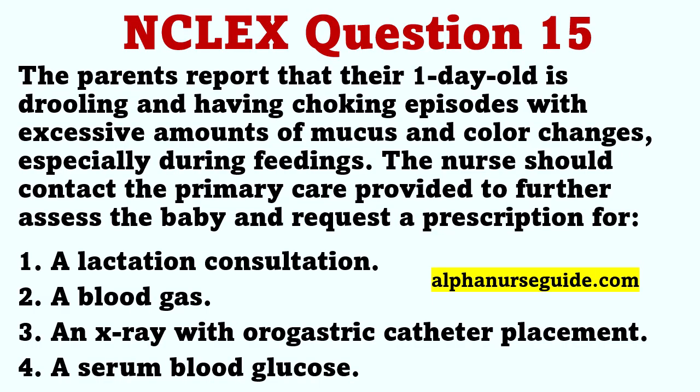The correct answer is 3. The drooling and excessive mucus production is highly suggestive of a tracheoesophageal fistula. The initial diagnosis is made when an oral gastric catheter cannot be passed to the stomach. A lactation consult would be warranted only after determining feedings were safe to continue. While cyanosis can be a sign of sepsis and hypoglycemia, the cyanosis is most likely related to the excessive secretions and airway patency. A blood gas may be needed, but only after ruling out a TEF.